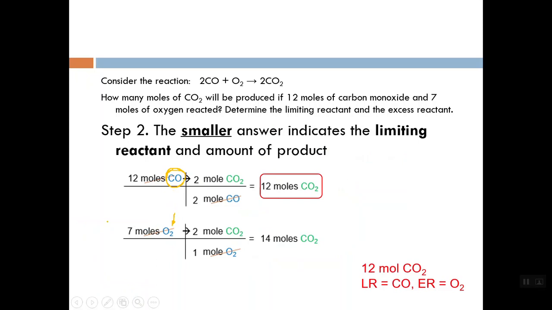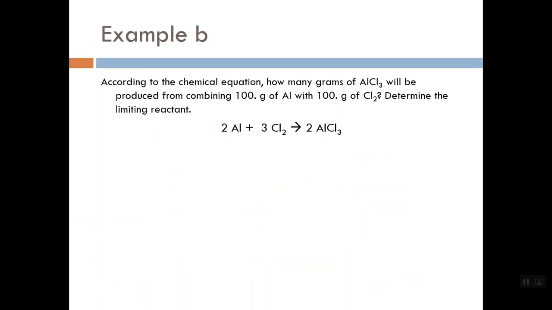All right, if we take a look at the next example, similar problem, except this one is a mass to mass, grams to grams kind of problem. So let's write down what we're given. We're given 100 grams of aluminum and 100 grams of chlorine, and it wants grams of aluminum chloride. So we're going to use this entire picture, right? We're starting at grams, ending at grams. So we're starting with 100 grams of aluminum, going into moles of aluminum, and then moles of aluminum chloride, and then grams of aluminum chloride.